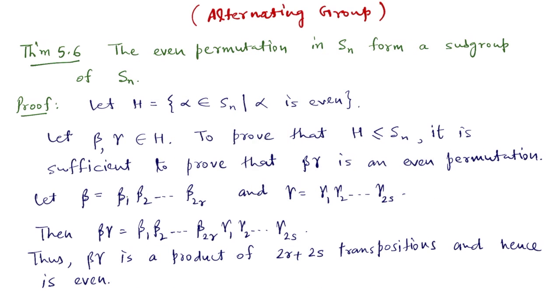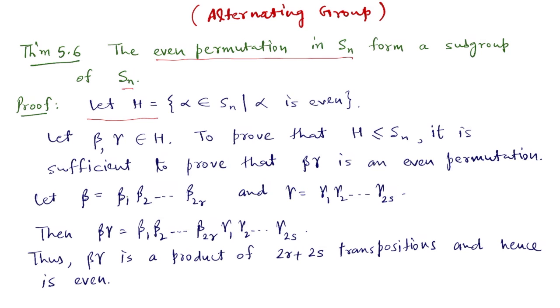In this video, we shall define the alternating group. We start with the following small result. This result says that the set of all even permutations in Sn form a subgroup of Sn. So let us collect all the even permutations in Sn as a set H. So H contains all the even permutations of Sn.